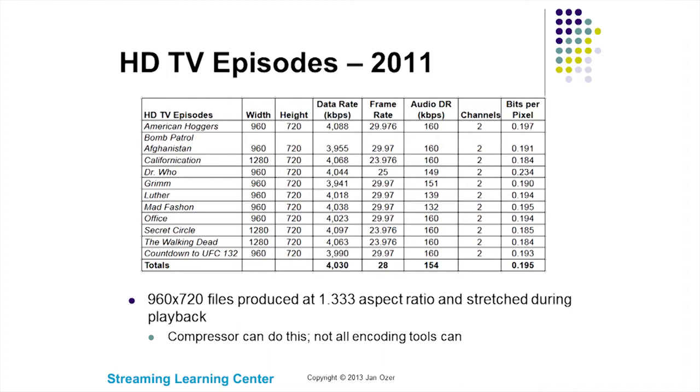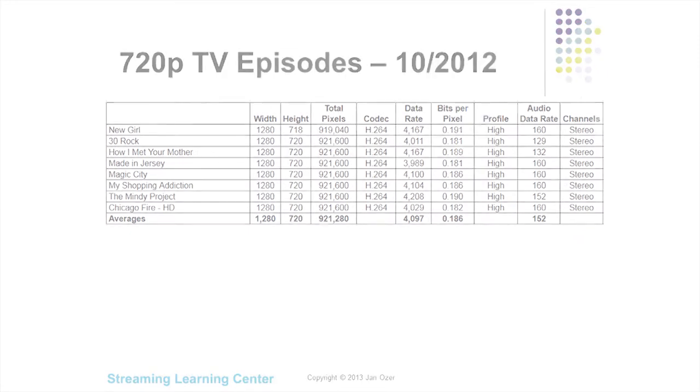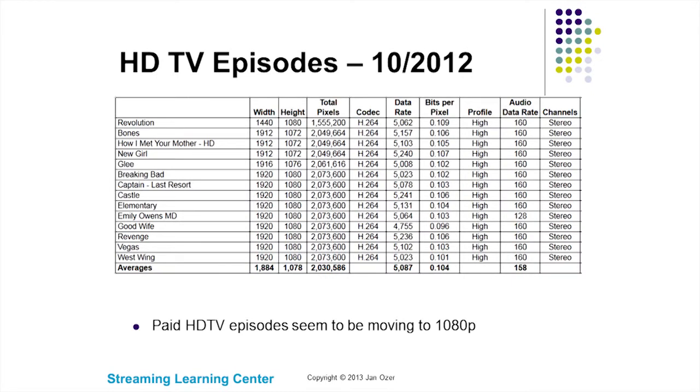So this is 2011, and a lot of people were at 720p, and a lot of people were at 960 by 720 and did the same aspect ratio thingy to get the 1280 by 720. Okay, so we moved to 2012, and there were still some 720p episodes. No big change there. But we also go to 2012, and we see a lot of videos are starting to be produced on iTunes at 1080p. So pretty much every major TV show that I could find was produced at 1080p. And this, again, is October of 2012. And I made the conclusion that paid HDTV episodes seem to be moving to 1080p.